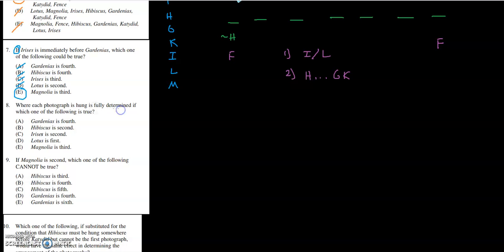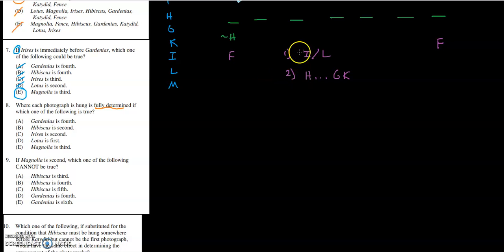Fully determined. What that means is that if you institute a new rule, right? If I say, oh, G's got to be 4, or H has got to be second, or whatever, one of these things here, that means there's one and only one way to arrange all of the pieces.